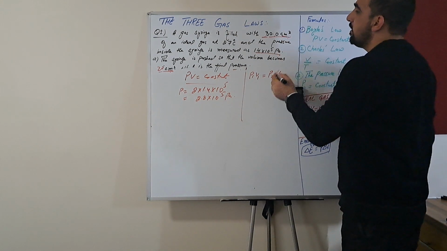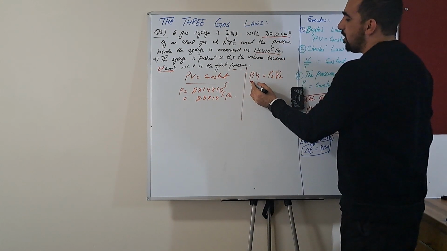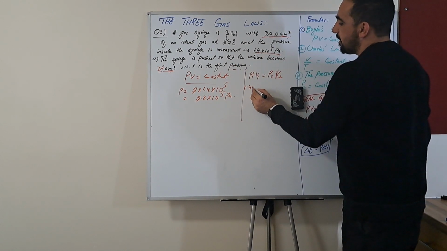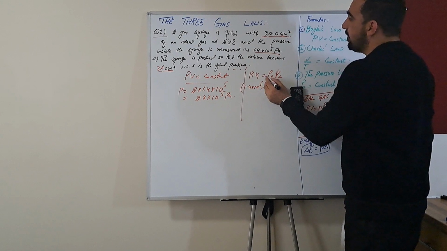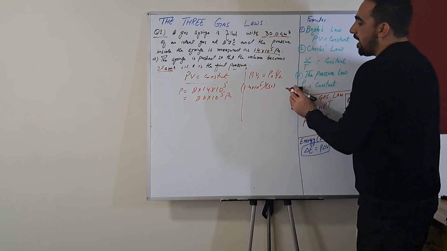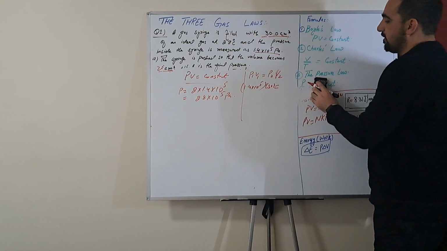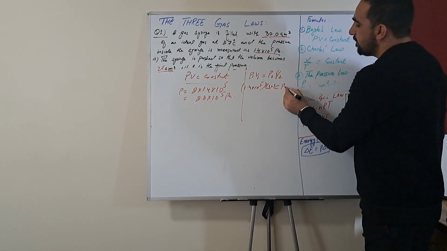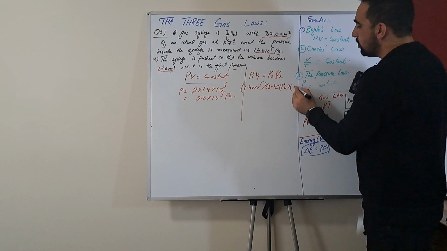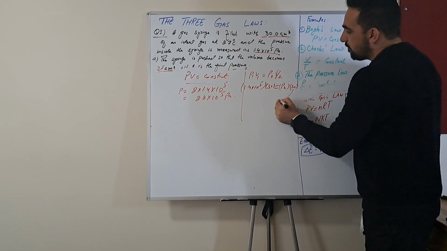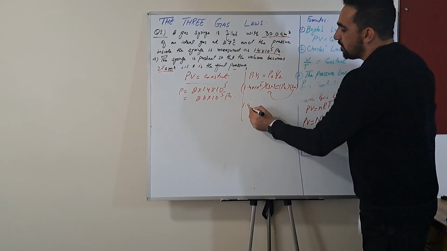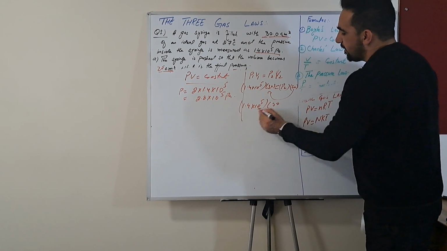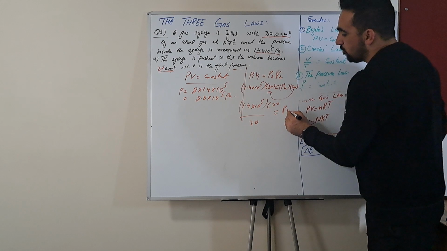So P1 is equal to 1.4 into 10 raised to power 5, and V1 is 30, and P2, which is our pressure, is what we need to find, and V2 is equal to 20. So we will divide on this side: 1.4 into 10 raised to power 5 times 30 divided by 20 is equal to P2.